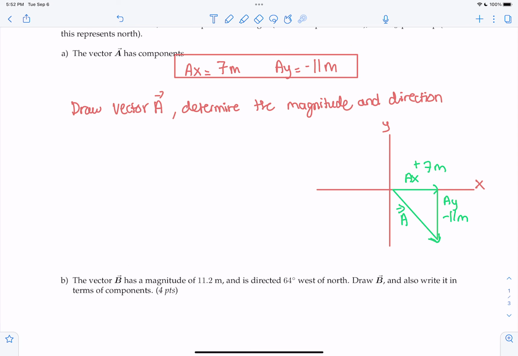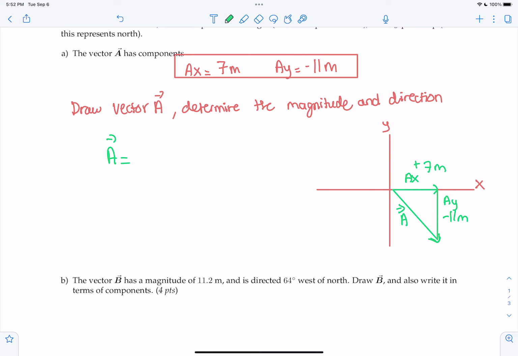Now, in order to figure out what A is, we have to realize what shape this is. This is a triangle. If I wanted to figure out the magnitude of A, we already got the vector drawn. Now we need to determine the magnitude. What is the value of A? We know AX and we know AY. We need to figure out what A is. Anyone have an idea as to how we can do that? Yep, excellent. Pythagorean theorem.